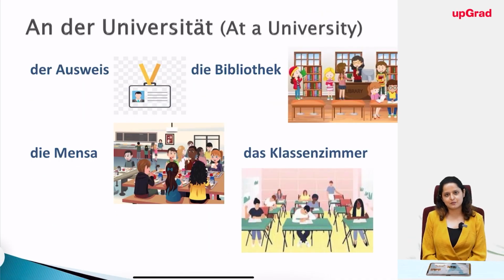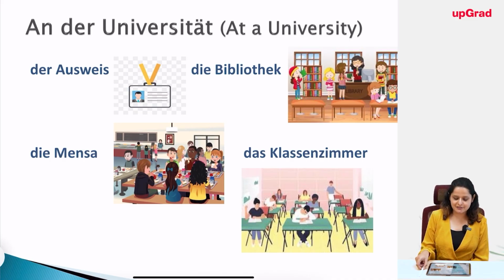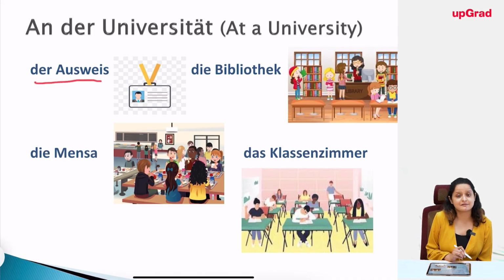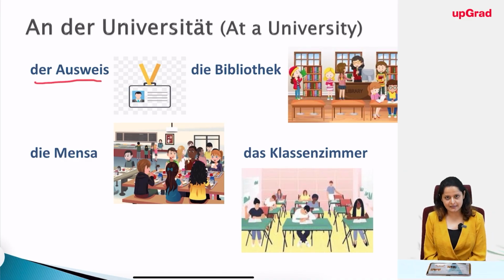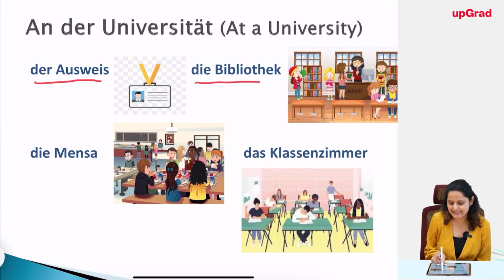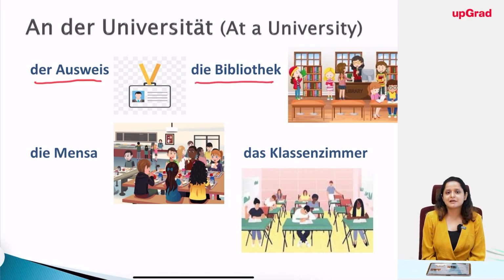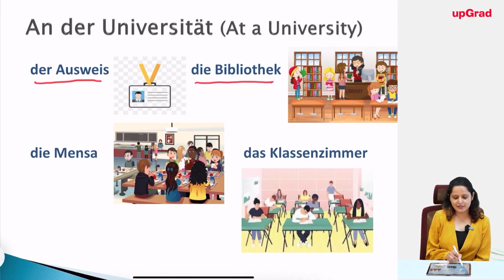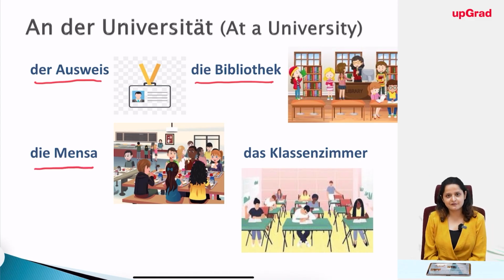Now we will learn some basic words that are often used and seen in universities. So the first word that we have here is der Ausweis. Ausweis is an identity card. Now, in all contexts, an ID card is called Ausweis. When you are in a university, der Ausweis means your university ID card. The next word that we have here is the Bibliothek. Bibliothek means library. After that, we come to the Mensa. A university canteen is called Mensa. So, the word here is the Mensa.